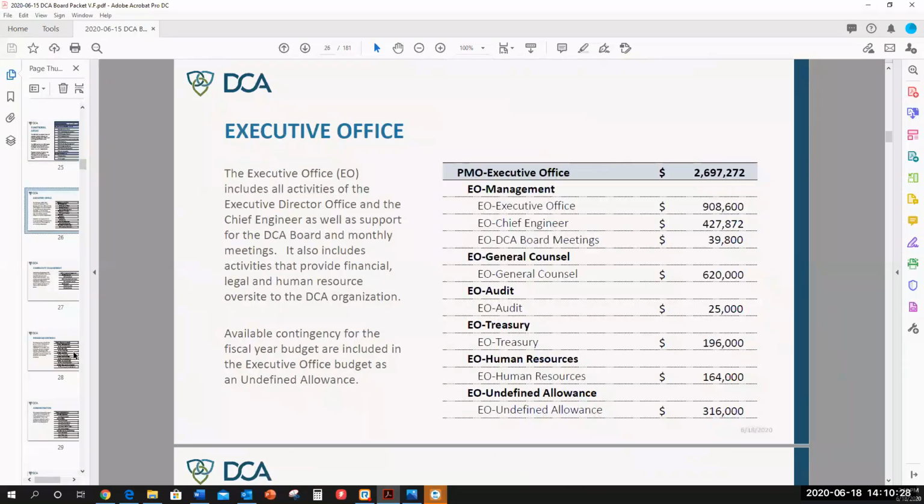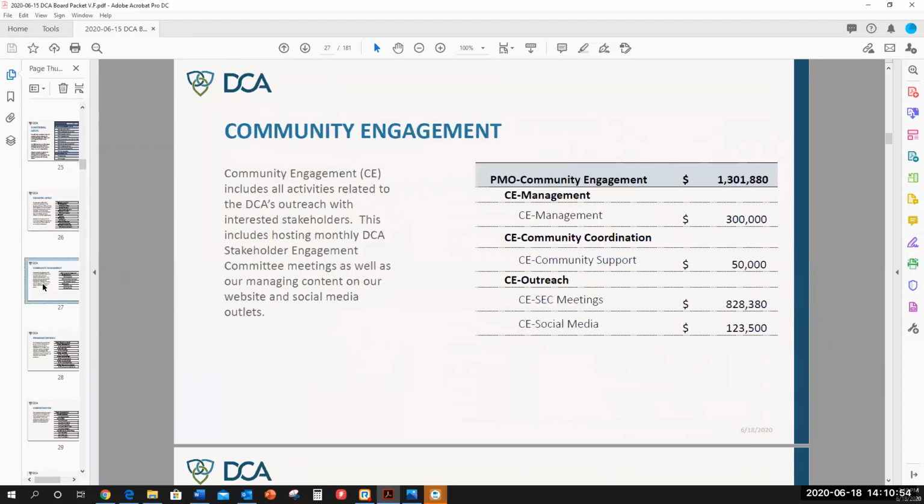So the first functional area is the executive office. We're seeking funding for the executive office staff. That includes myself and our chief of staff and chief engineer. The office also includes our general counsel and financial functions such as treasury and auditing, and our human resources. The contingency for the program also sits within this category, which is the undefined allowance item you see at the bottom of the table. Next, Claudia.